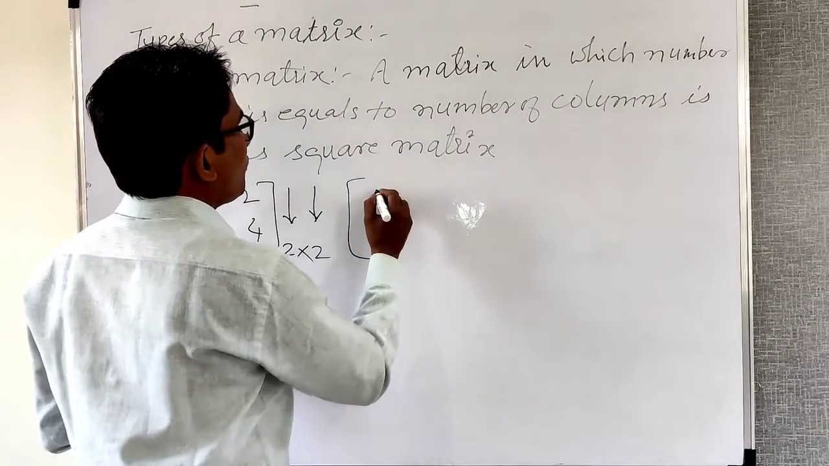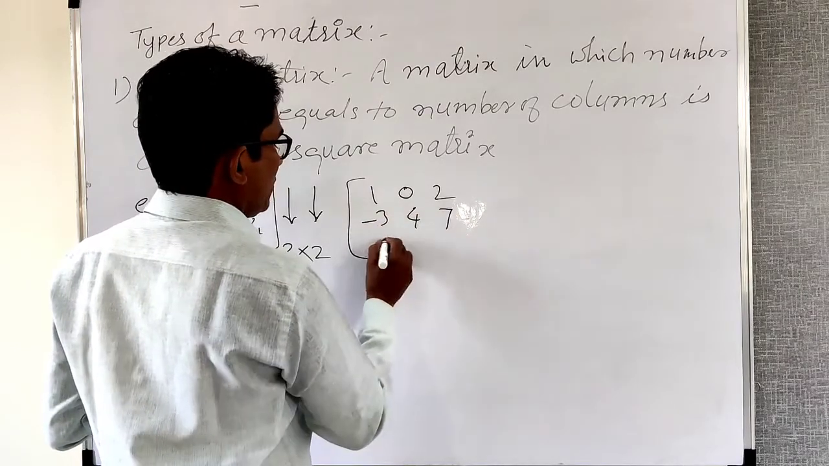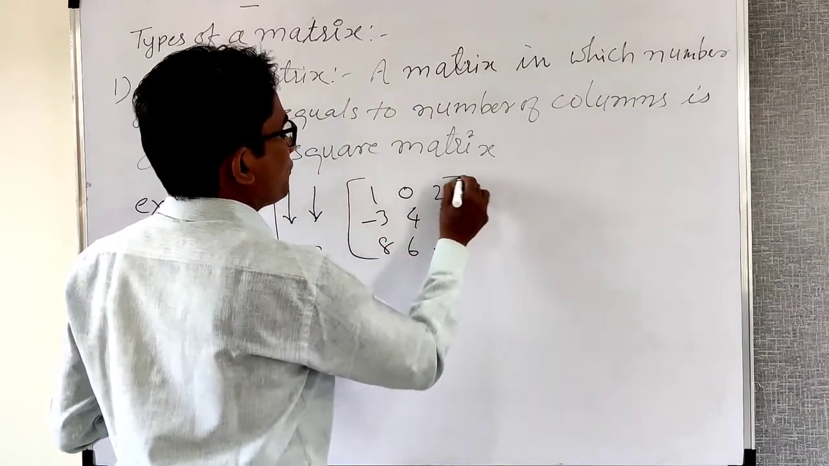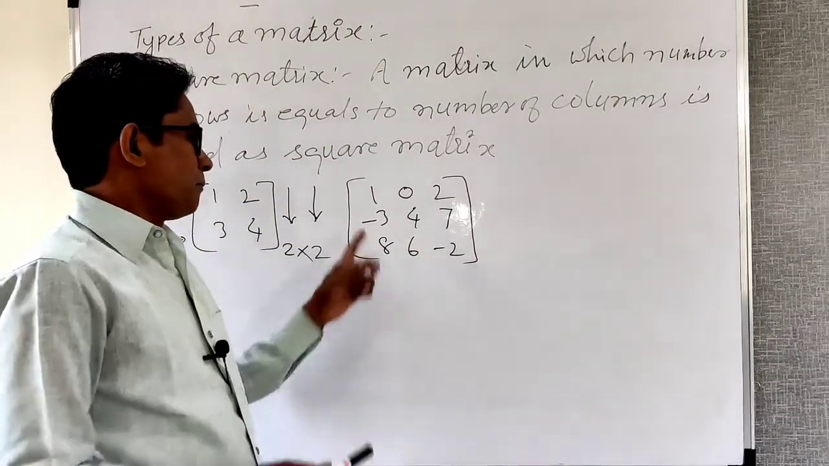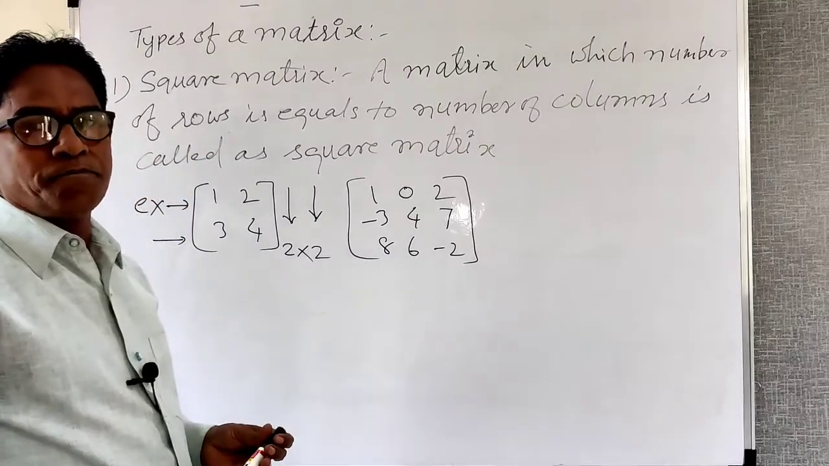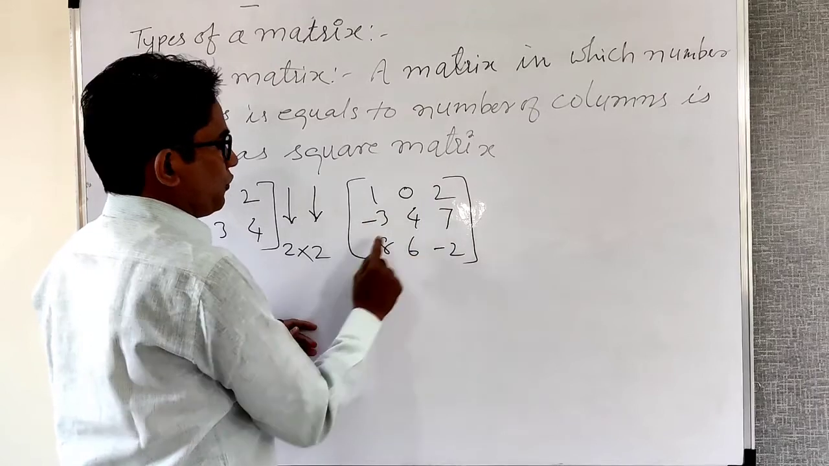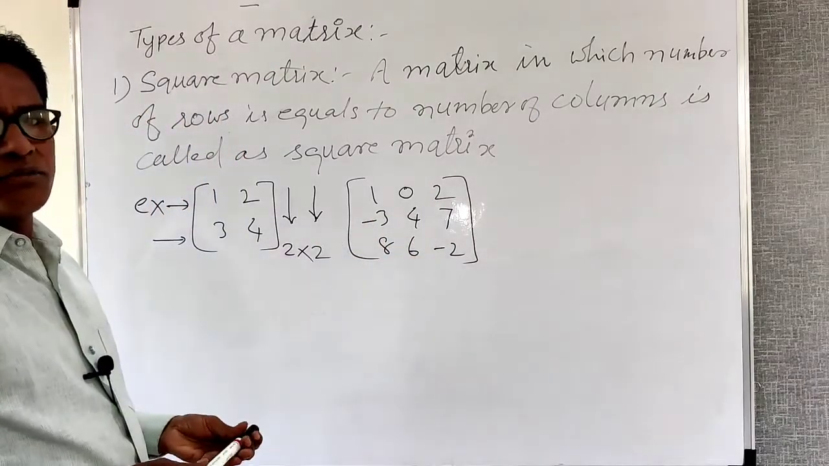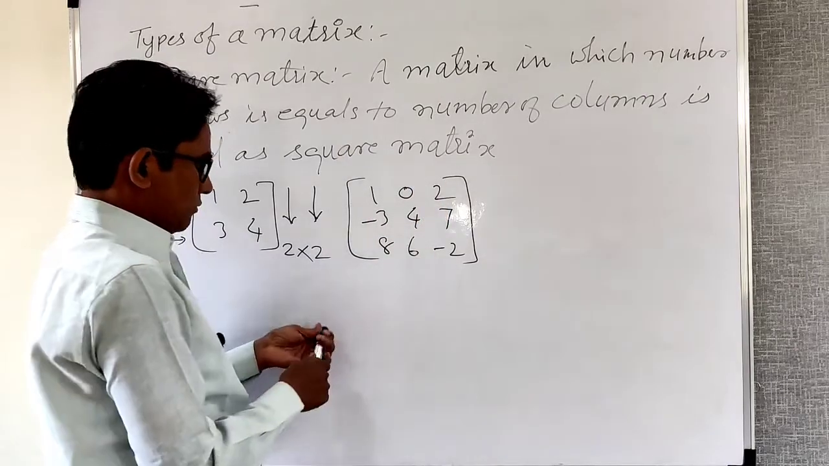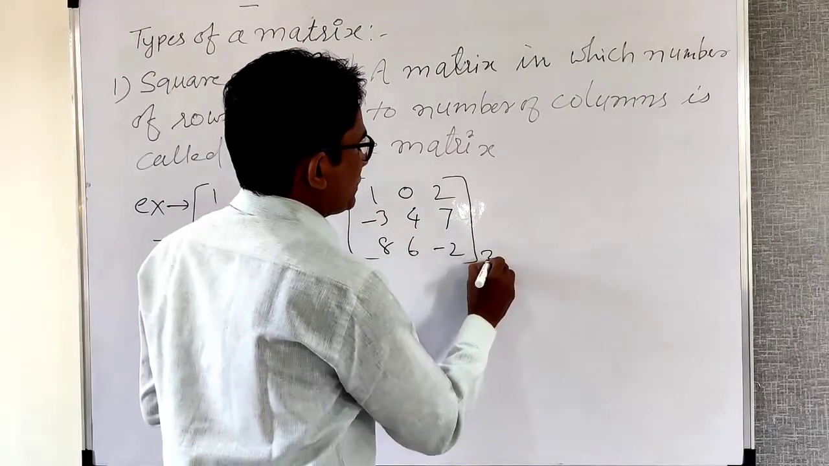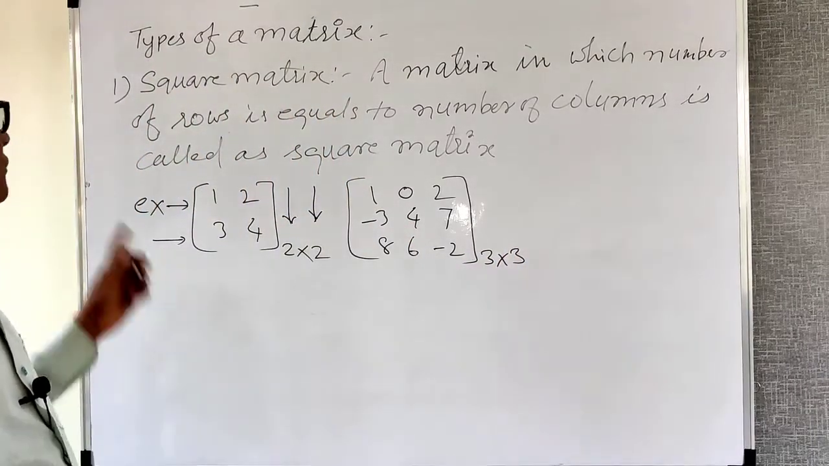Take another example 1, 0, 2, minus 3, 4, 7, 8, 6, minus 2. Now look at this matrix. How many rows are there? 3 rows are there. 1 row, 2 row, 3 row. And how many columns are there? 3 columns. Therefore, the matrix having 3 rows and 3 columns is called as square matrix.